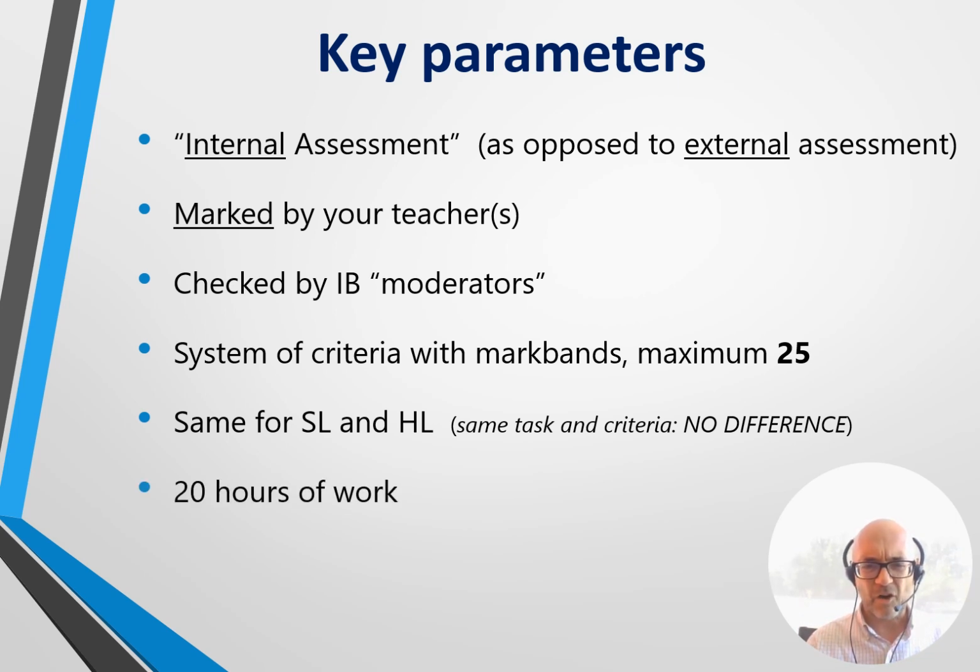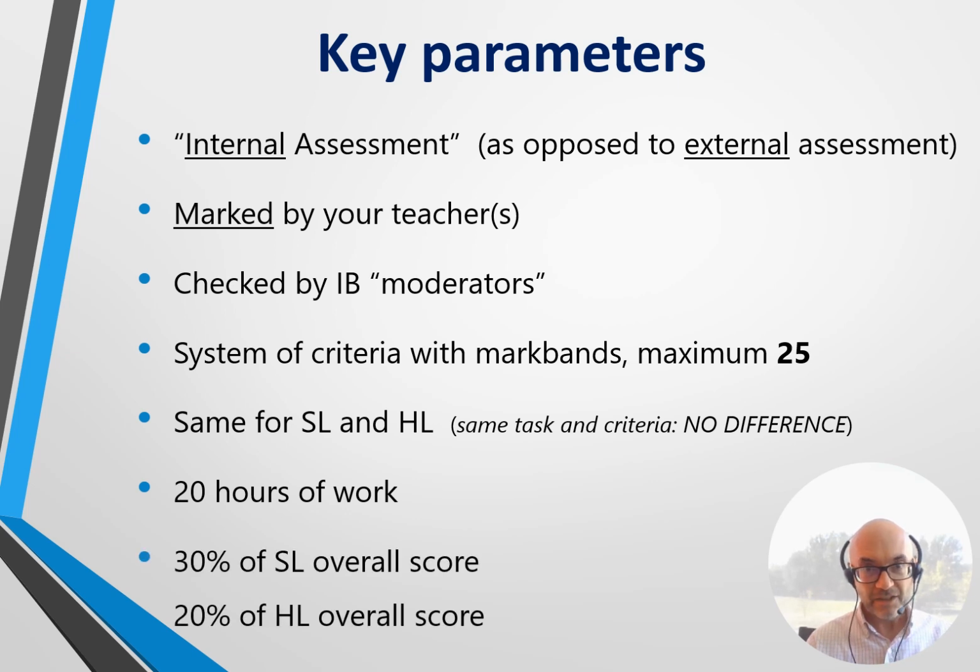To give you an idea of the amount of work expected, the IB evaluates this as 20 hours of work for your IA. This is half of what you would do for your extended essay. Extended essay is 40 hours of work. And eventually, your IA, if you are a standard level student, represents 30% of your overall score for business management, almost 1/3. If you are an HL student, it represents 20%, 1/5, because you also have not only paper 1 and paper 2, but also paper 3.